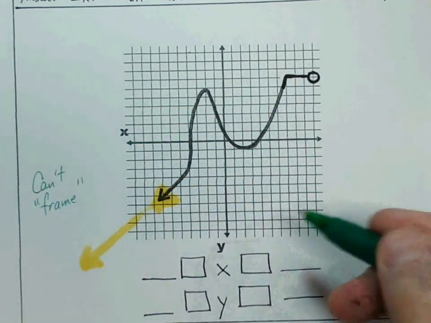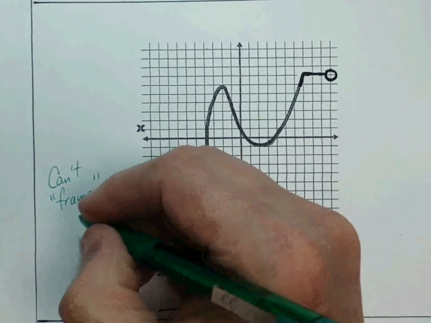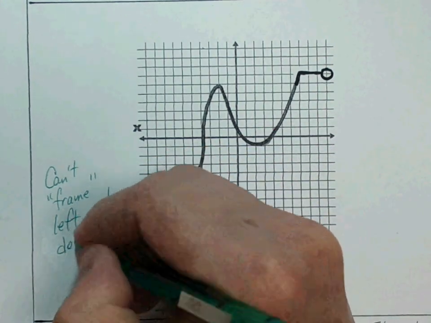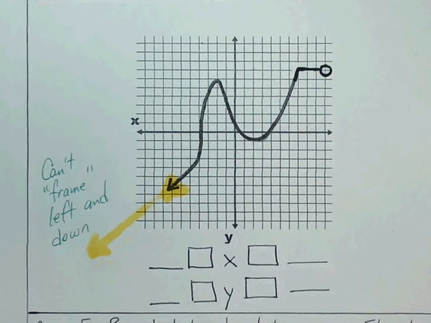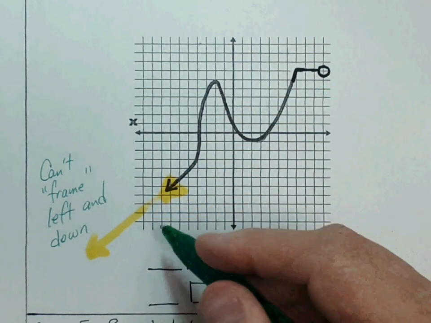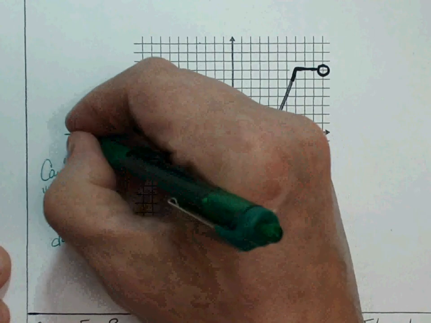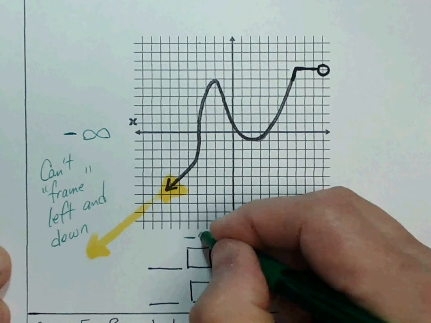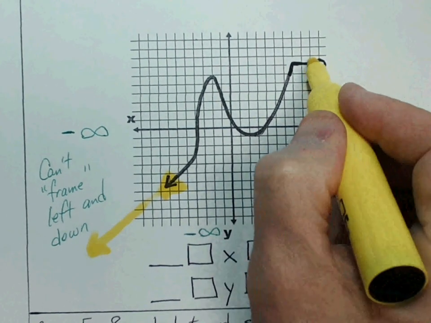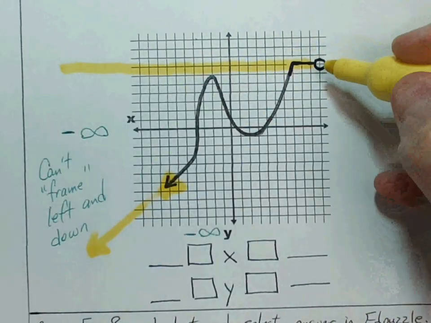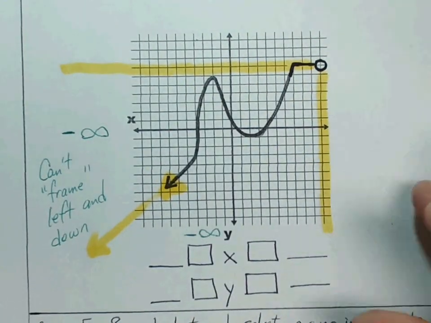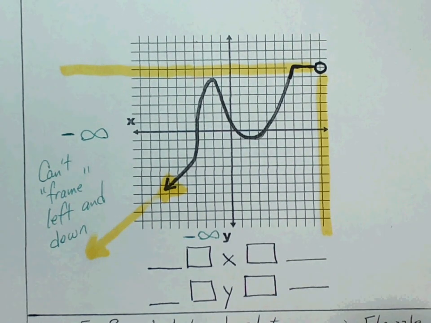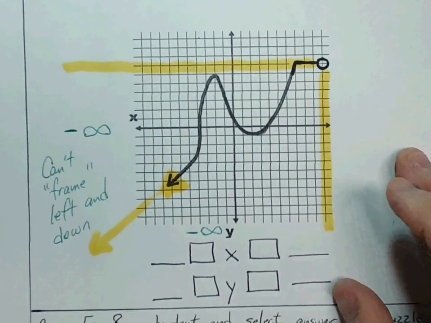Which way can I frame? I can't frame left because it's going left. And I can't frame down because this graph is going down and left. Okay, so I need to bring in infinity going to the left, so I need to bring in negative infinity, and I need to bring in negative infinity going down. However, I can put a top frame over here like this. I can frame the top and I can frame the right. So here we go. Let's find our highs and lows.